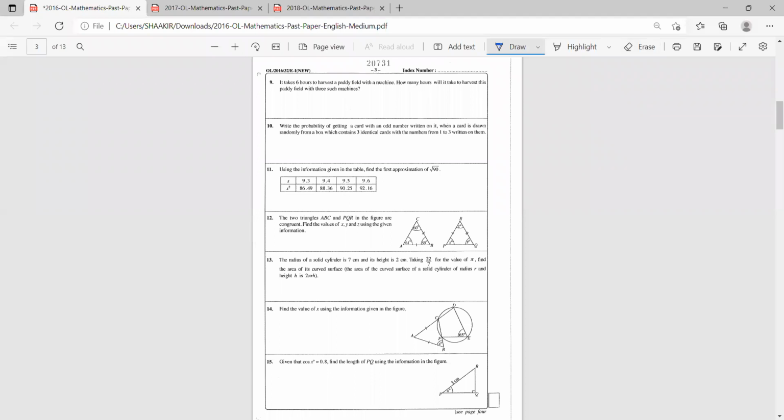It takes 6 hours to harvest a paddy field with a machine. If there is one machine, they are saying it takes around 6 hours. Now they are asking how many hours will it take to harvest this paddy field with 3 such machines? So if there are 3 machines, how many hours will it take?